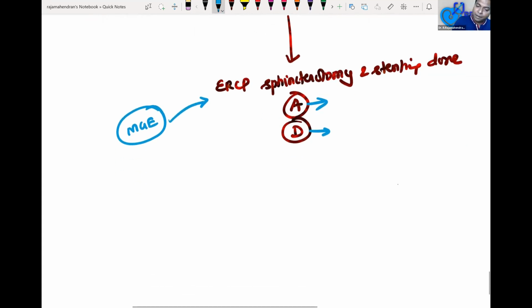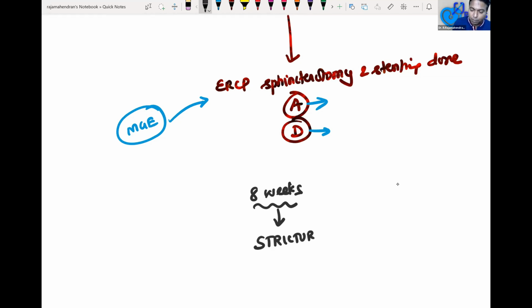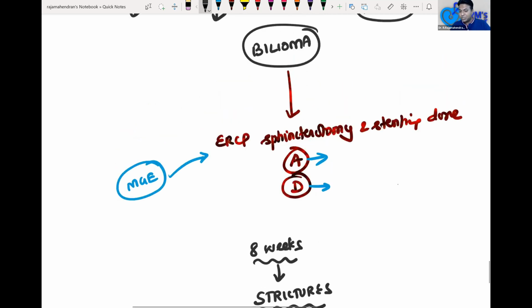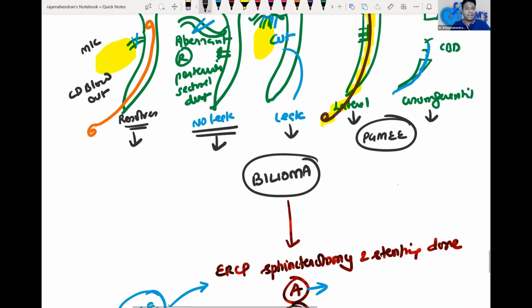So after 8 weeks, what happens? We have to wait. The leak will be coming, and slowly after 8 weeks, it will stop. How does it stop? Does it heal the injury? No. The injuries all heal with the formation of strictures. Now the real problem starts. That is why I am telling, laparoscopic cholecystectomy, be careful, be careful. Why are we telling again and again? Because the injuries are a very, very worst nightmare for the surgeons.